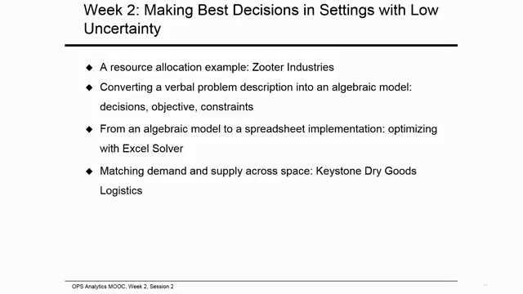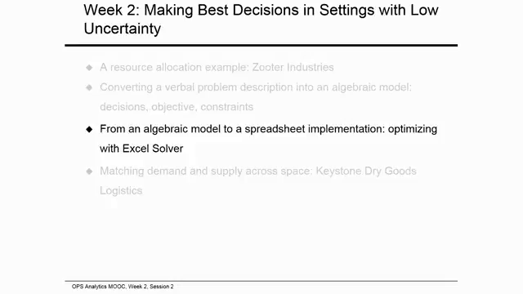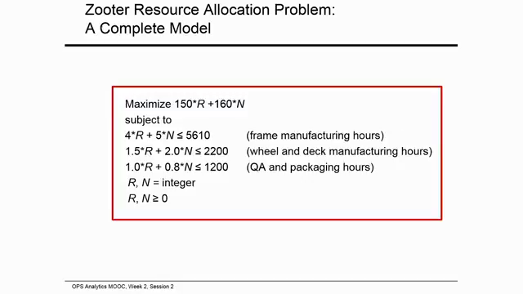Okay, in session 2, we will take an algebraic model we put together in session 1, express it in the spreadsheet terms, and we'll use solver to optimize it. As a reminder, here's the algebraic model of the Zooter problem. We have the decision variables, R, the number of Razor scooters to produce, and N, the number of Navajo scooters to produce, the objective function, which is the profit, 150 times R plus 160 times N, that we want to maximize, and the constraints on available resources and on our decision variables.